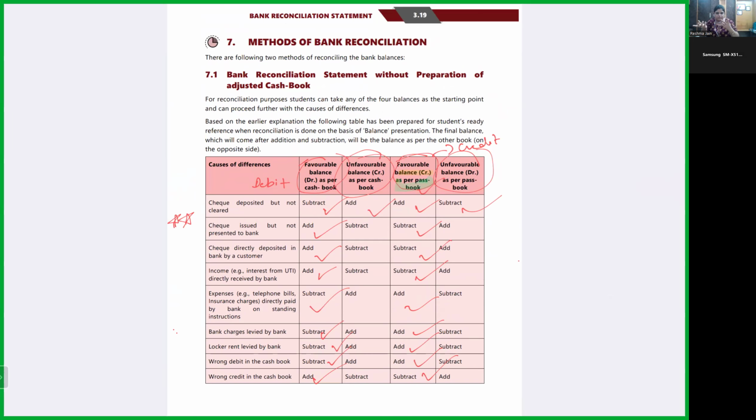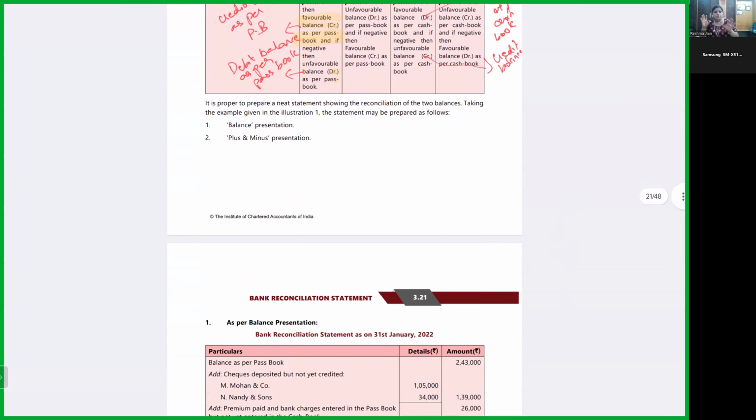You have to do it the opposite way. Suppose for cash you have to add or subtract, now you should do it opposite. Same way for passbook. If you're starting with the passbook, you have to find out what you have to add or subtract. You have to do the opposite if you are starting with unfavorable balance. This is the crux of the entire chapter. You have to remember this. You can do all the sums, most of the sums.